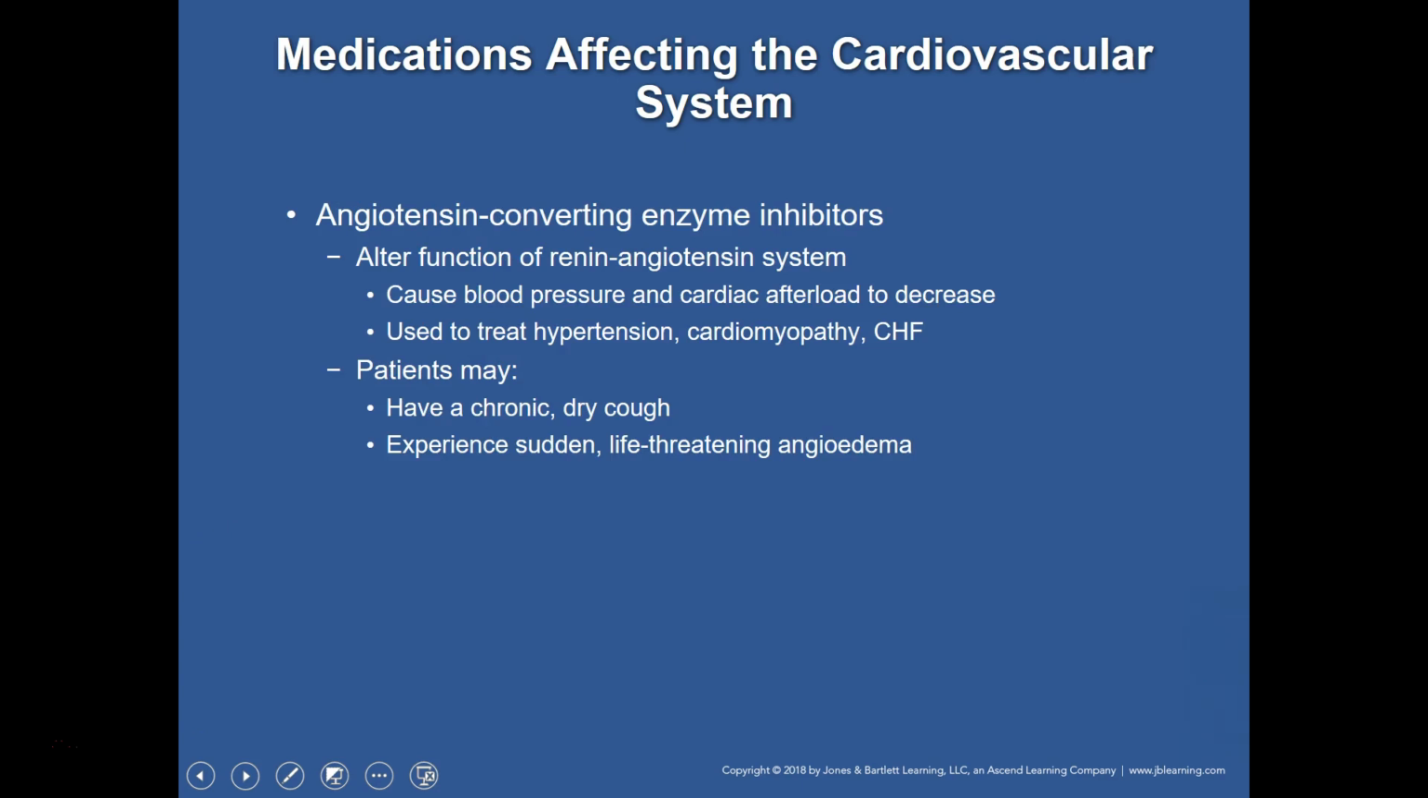ACE inhibitors, angiotensin converting enzyme inhibitors, they alter the function of the renin angiotensin system. What they do is they cause the blood pressure and cardiac afterload to decrease by preventing angiotensin 1 from converting to angiotensin 2. Angiotensin 2 in the heart muscle and in the blood vessels causes vasoconstriction. So if they reduce the amount of angiotensin 1 that's converted to angiotensin 2, they can keep the blood vessels from constricting, and they can decrease cardiac afterload.